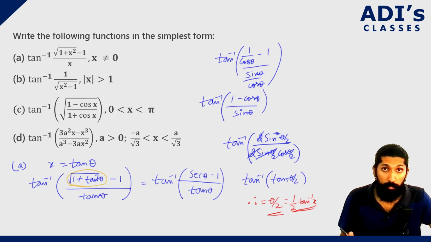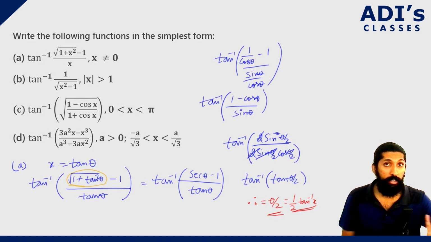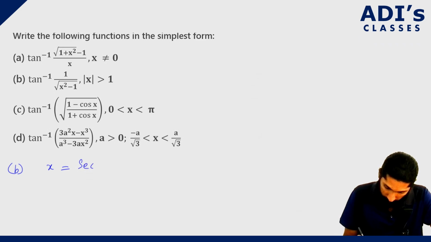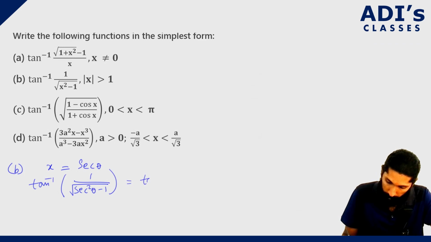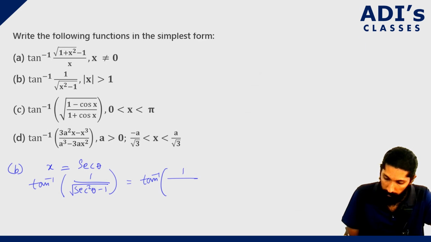Alright, let's do the next one now. You have tan inverse of 1 by root of x square minus 1. Correct? Now let's substitute. Take secant, because there is a relation between secant and tan. So what did I tell? Take x value as secant theta. So you will have tan inverse of 1 by root of secant square theta minus 1. Secant square theta minus 1 is tan square theta. Root of that is going to become tan theta.